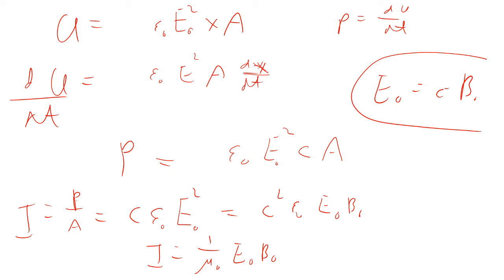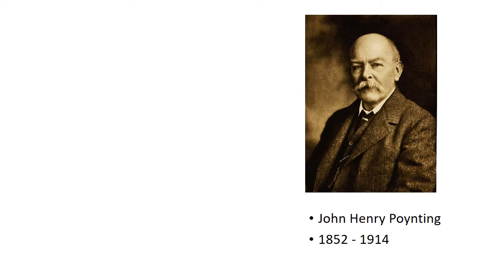So we can define a vector that propagates in the direction of the light, and the magnitude of that vector is the intensity vector. This is named after John Henry Poynting. So we have 1 over mu naught E naught cross B naught, and we call that the Poynting vector.